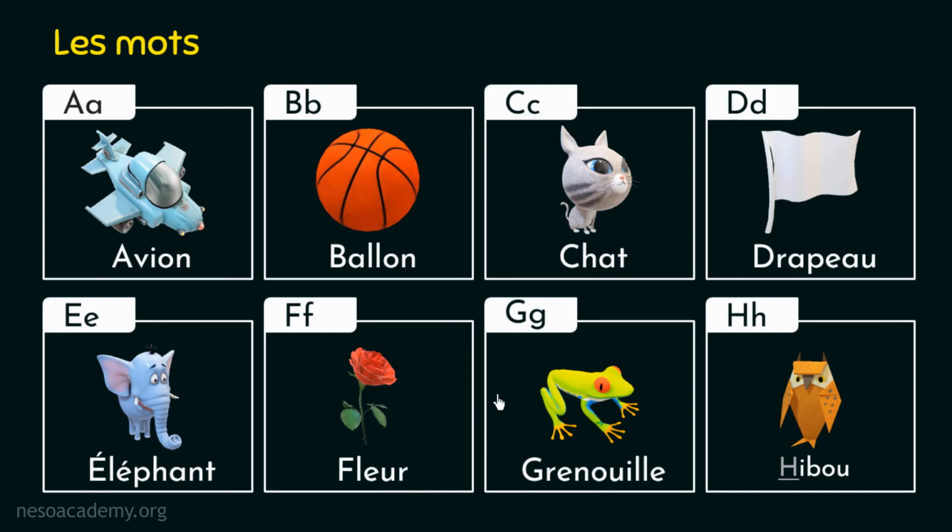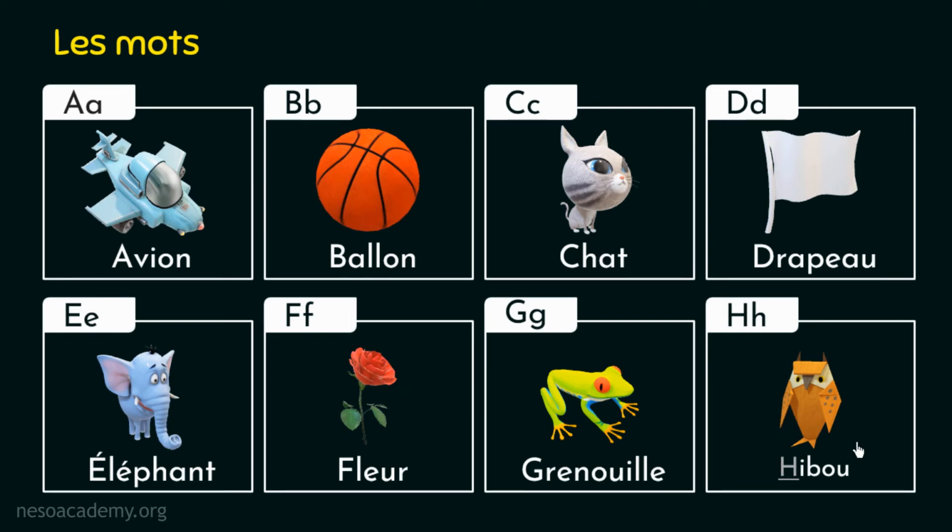Now let's move on to the seventh alphabet, that is G, and the French word associated with this alphabet is called as grenouille. Grenouille is a frog. Now have a look at the eighth alphabet, that is H, and the French word associated with this alphabet is called as hibou. Hibou is a French word for owl.